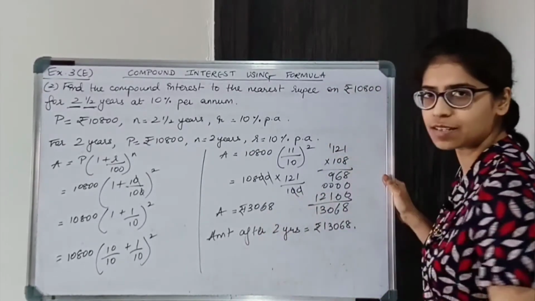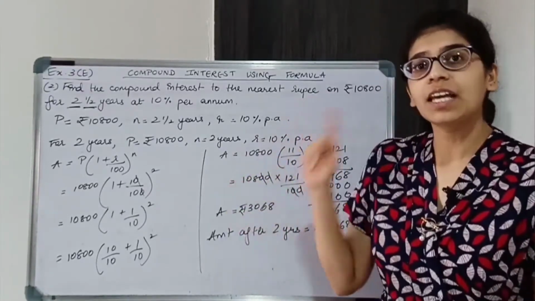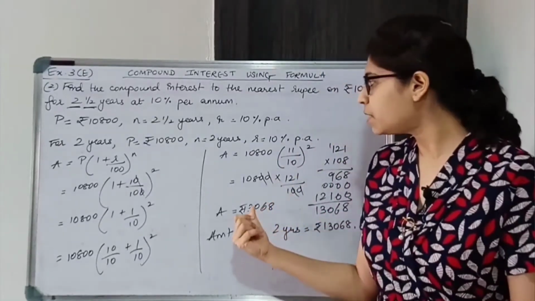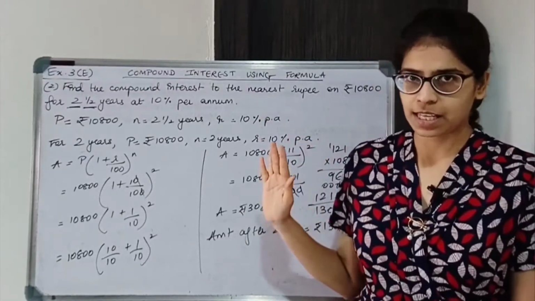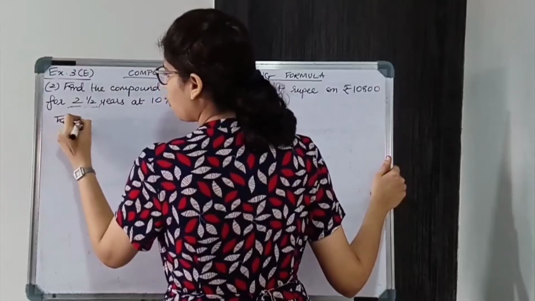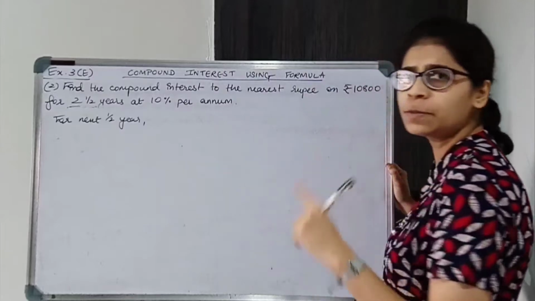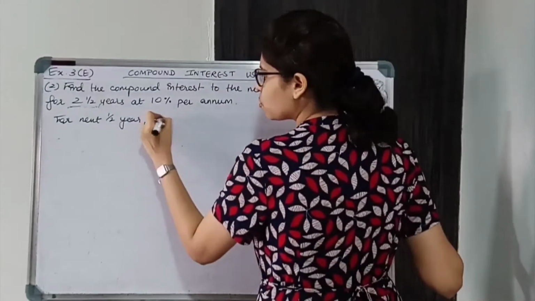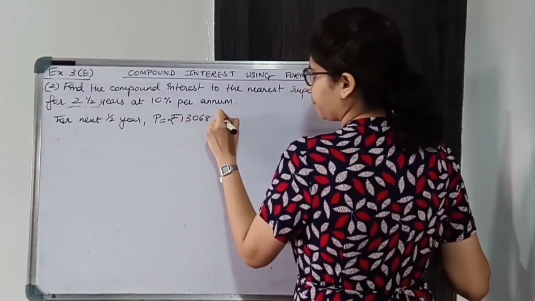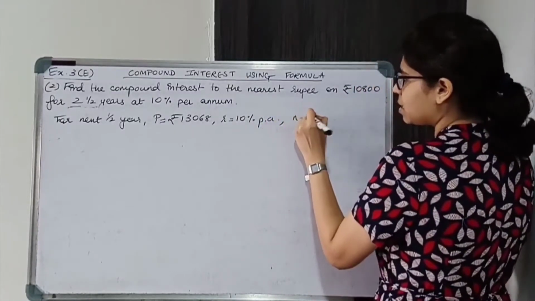Okay, 13,068 rupees. Now this becomes the principal for the next half year. So for the next half year you will take this as principal and the rate of interest will remain the same. Alright, and the formula will be modified. So for the next half year, principal will be the amount we got after 2 years. So principal is 13068, R is 10% per annum, and N is half year.